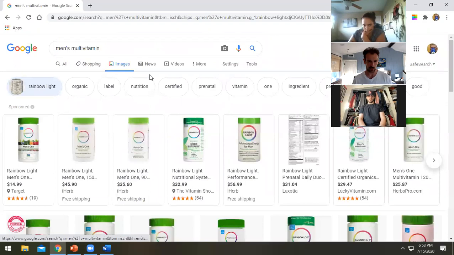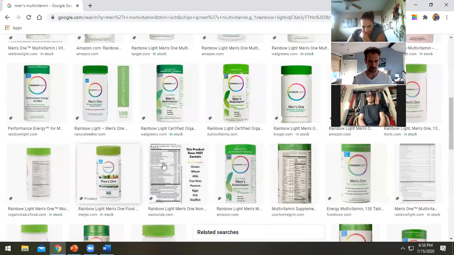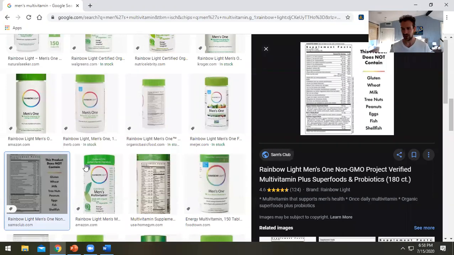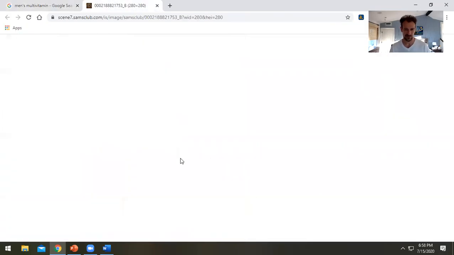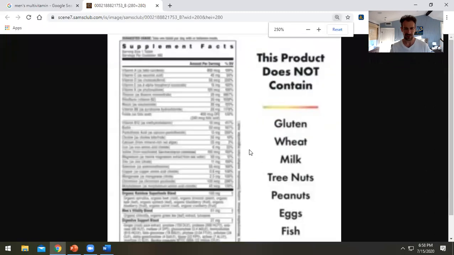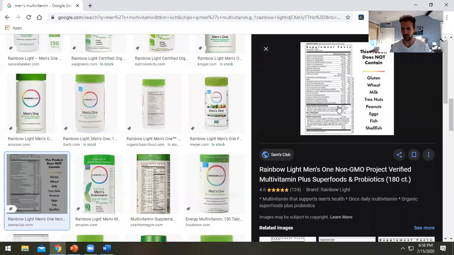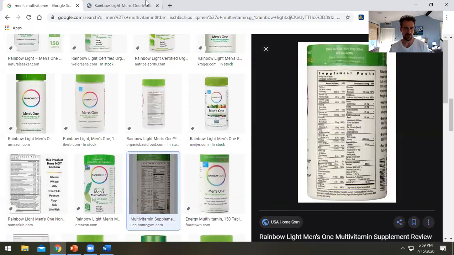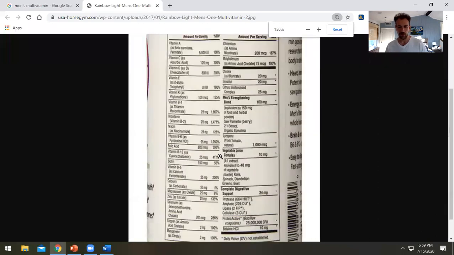Rainbow Light, sure. I saw it. There we go. I don't know what that is. This is not an advertisement. Okay, how is that at all helpful? This one's better. There we go. All right, take a look here.